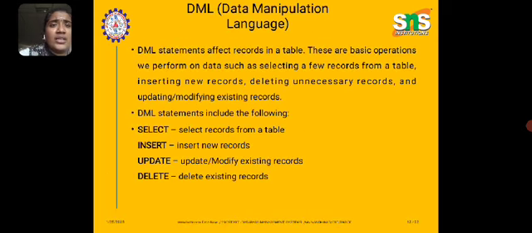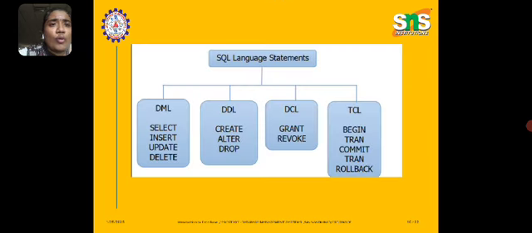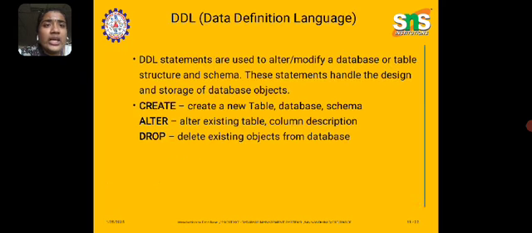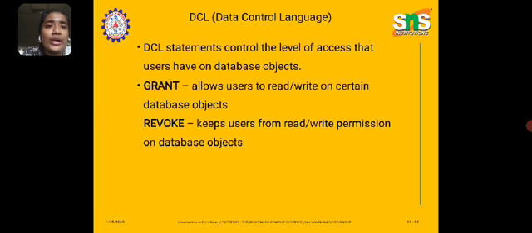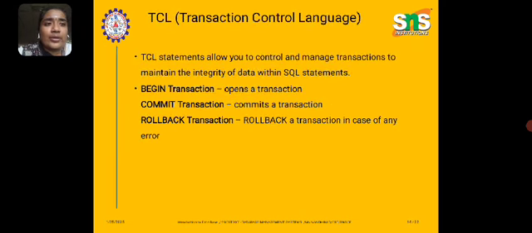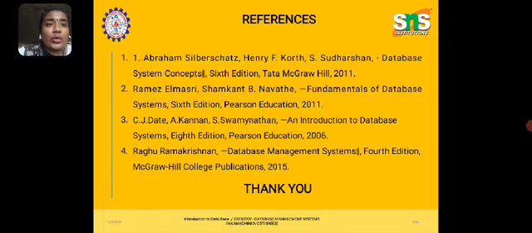These are all very useful SQL languages. The DDL statements are mostly used to alter or modify the tables of a schema. These statements handle the design and storage of database objects. Grant and revoke are the main Data Control Language commands, used to control access. And Transaction Control Language is used so that if any data needs to be rolled back, you can roll it back. If it needs to be committed, it can be committed. If it opens a transaction, these are to be transacted. Thank you very much for this video.